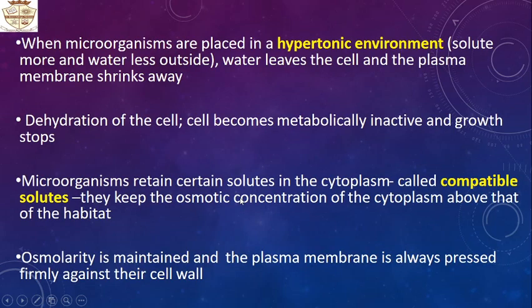Now, in a hypertonic environment, what happens? In a hypertonic environment, solute is more, water is less in the environment. In comparison, inside the microorganism, solute is less and water is more. So the tendency is for the water to leave the cell into the environment. So this causes plasma membrane to shrink. Dehydration of the cell occurs, finally leading to its death or growth stops.